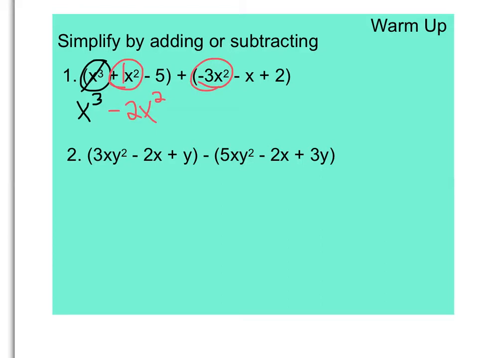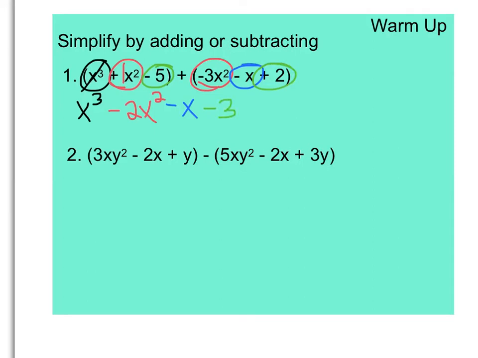You could have gone to the negative 5 next. I'm going to go in order, so I'm going to go over to this negative x. There's no other plain x's, so it just comes down. And then I've got a negative 5 and a positive 2, which makes negative 3.